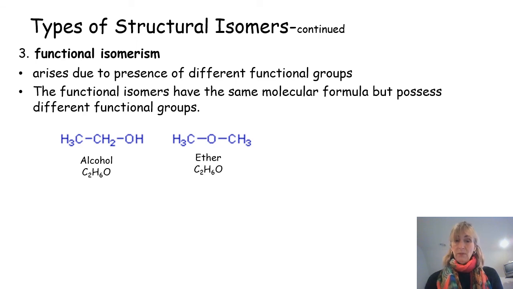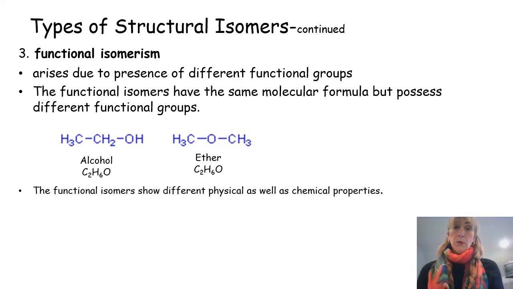And in our second one, again, let's figure out the molecular formula, C2H6O. Same molecular formula, but they're clearly not the same compound. Our first one we said is an alcohol. This one here's got that oxygen right there, which is sandwiched between two carbon atoms. This is an ether. So, functional isomers. Another type of structural isomer.